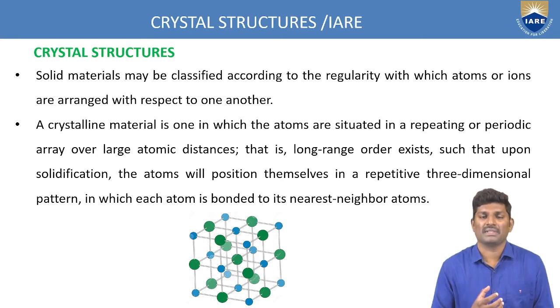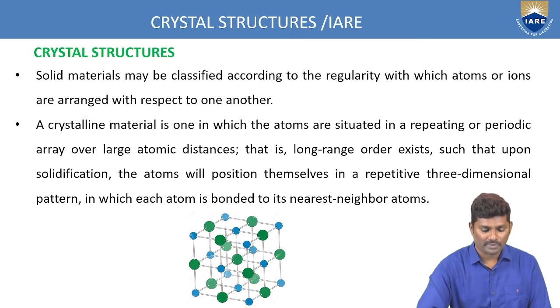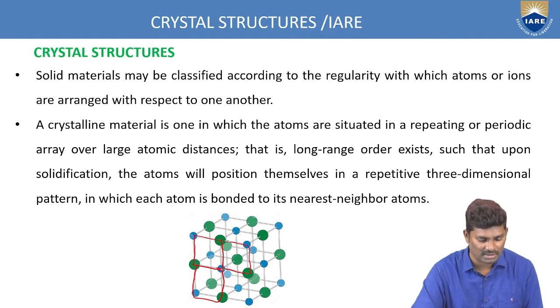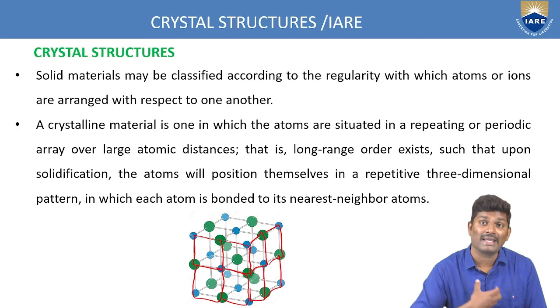Now, what is a crystalline material? We are talking about crystalline structure. So before going to the crystalline structure, what is a crystalline material? A crystalline material is one in which the atoms are situated in a repeating periodic array. Here you can see an array like this, and this array is being repeated over a large atomic distance. It is being repeated in all the directions, in all the XYZ directions.